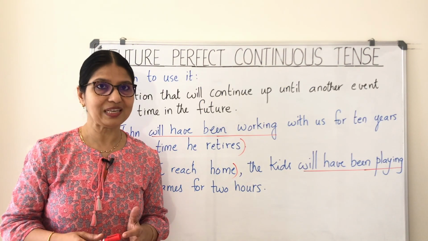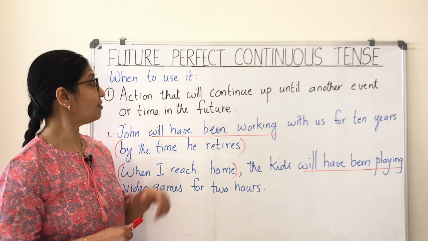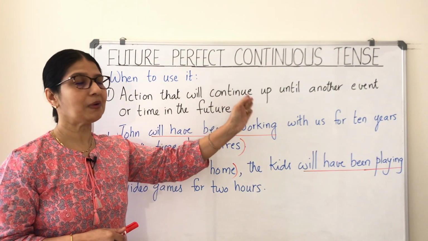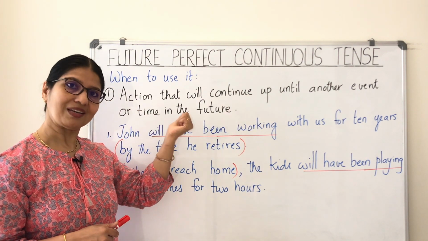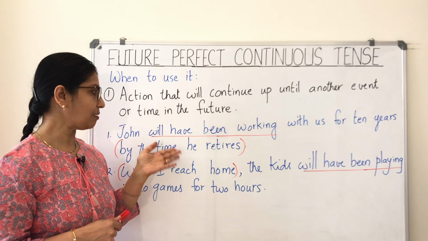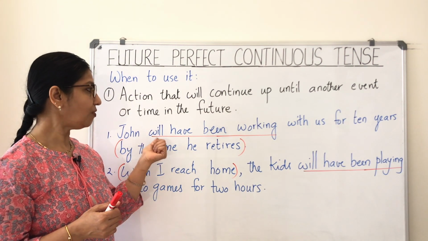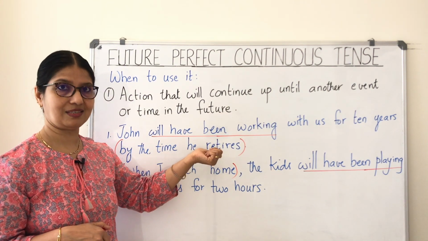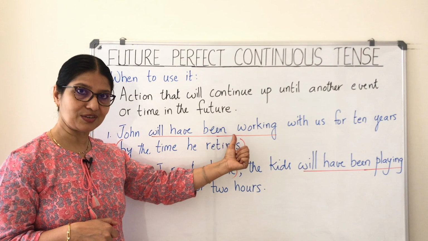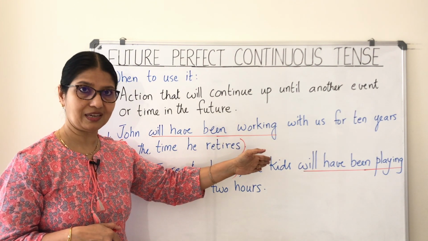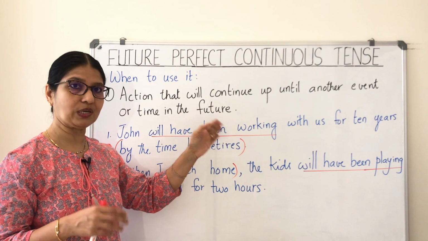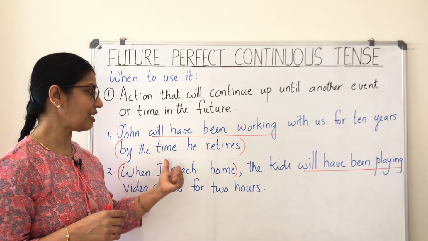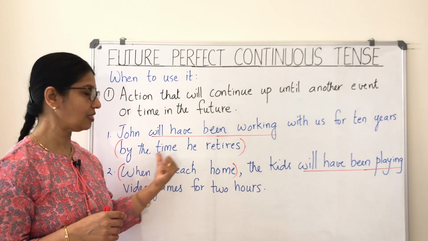Now let's talk about when this tense is used. So we use the future perfect continuous tense to talk about actions that will continue up until another event or time in the future. So these two examples will make it more clear for you. John will have been working with us for 10 years by the time he retires. So here I have used the future perfect continuous tense, will have been working. And it's clear that this action will go on in future until this event takes place, by the time he retires. That's why I've used this time expression.